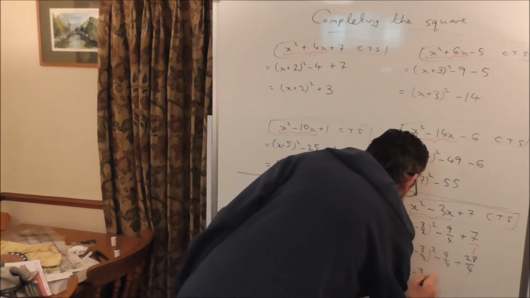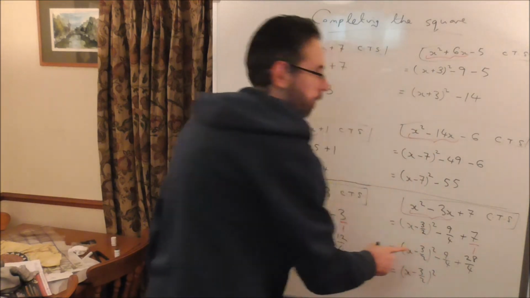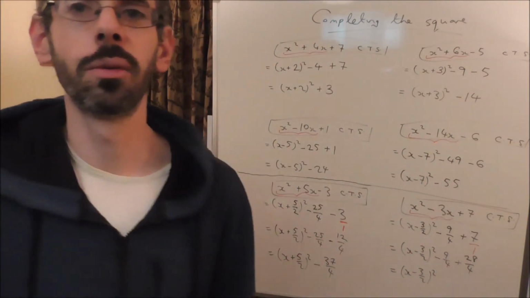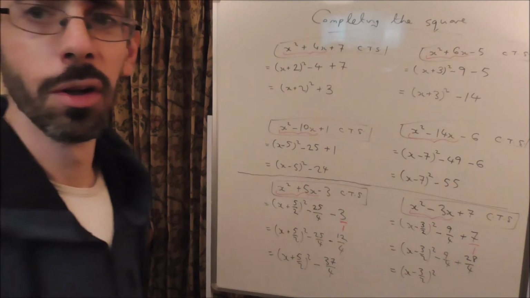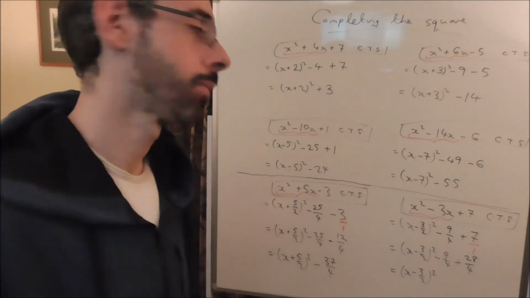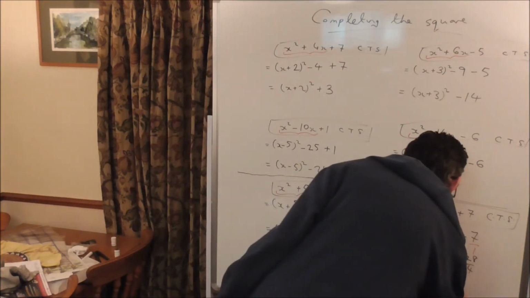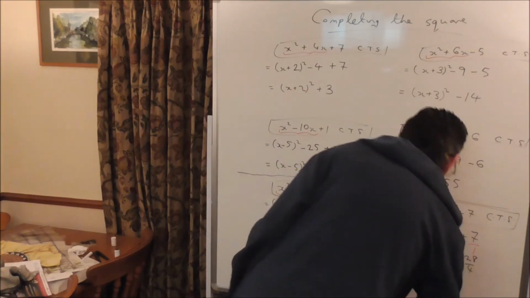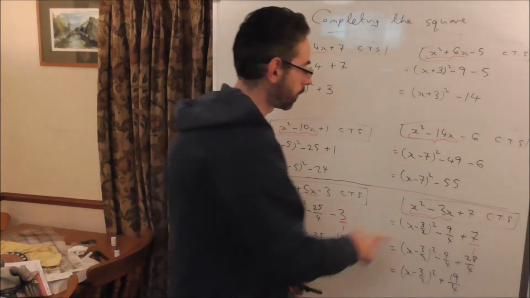x minus 3 over 2 squared and minus 9 over 4 plus 28 over 4. Well, minus 9 plus 28 is the same as 28 minus 9, which is 19. So you get 19 over 4. So that's how it simplifies. And we've done it, we've completed the square.